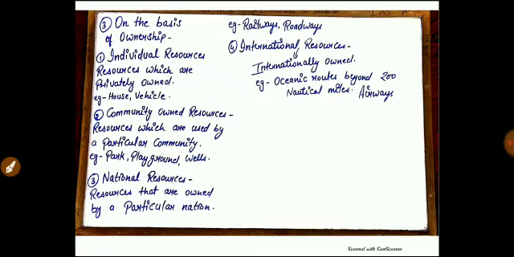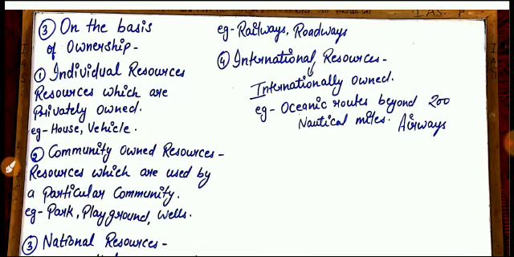Next, on the basis of ownership. On the basis of ownership, resources are divided into four types. First are individual resources. So what are called individual resources? Resources which are privately owned or owned by a group of people.